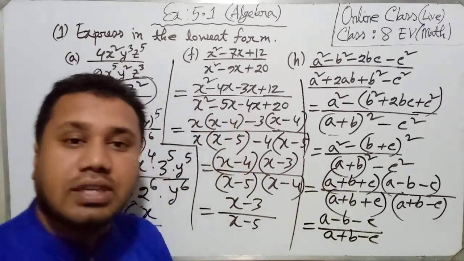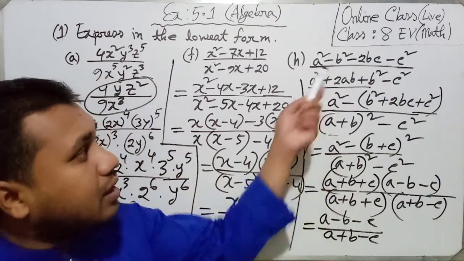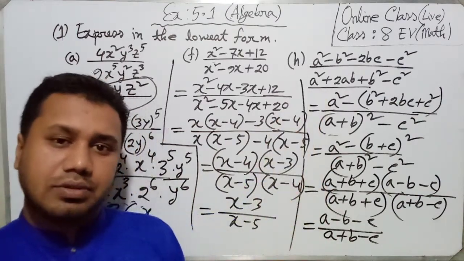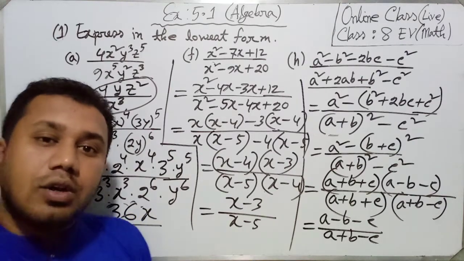this. So we can say this is our answer. That means this is the lowest form of the given problem. Clear, dear students? So you will be able to solve how to express as the lowest form.